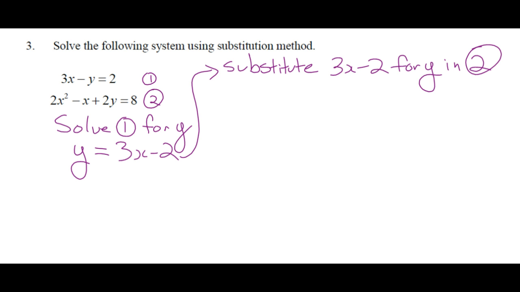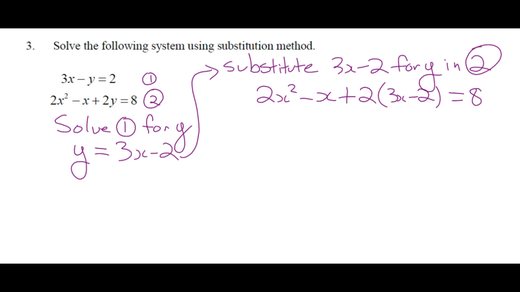Because what have we got, right? We have now said, this statement says y and 3x minus 2 are the exact same thing, right? Where I see one, I can put the other. I see a 3x minus 2, I can write a y. I see a y, I can write a 3x minus 2. Okay, so I'm going to just rewrite 2x squared minus x plus 2 times 3x minus 2 is equal to 8.